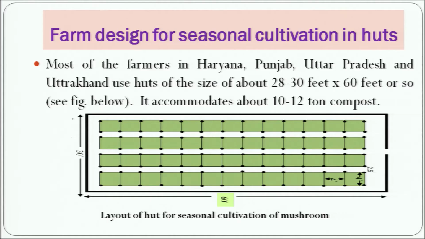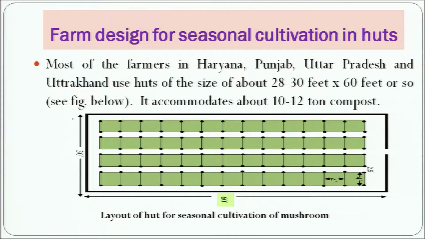Farm design for seasonal cultivation in huts. Most farmers in Haryana, Punjab, Western Uttar Pradesh and Uttarakhand use huts of about 18 to 20 feet by 60 feet. That is the most important, and nowadays farmers are using straw bundles also for making huts for the mushroom units, and you can see such mushroom units already running anywhere.